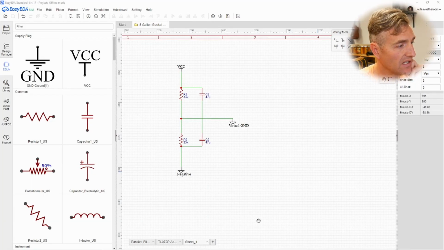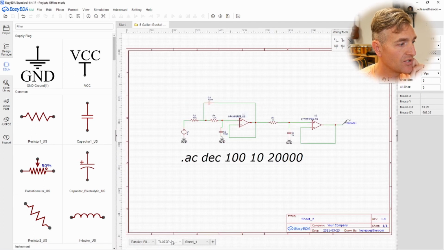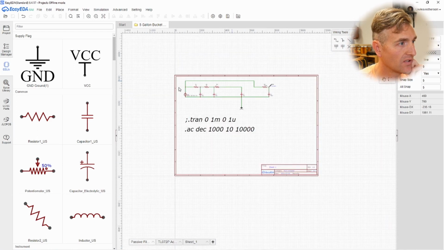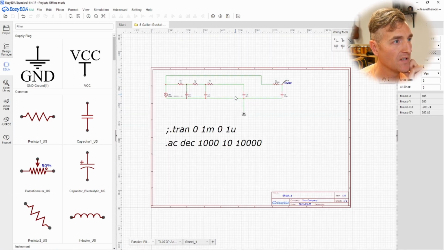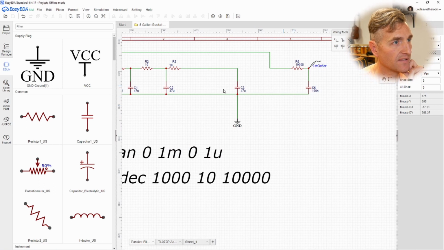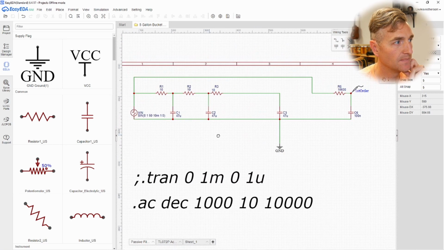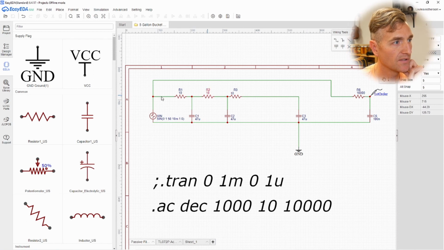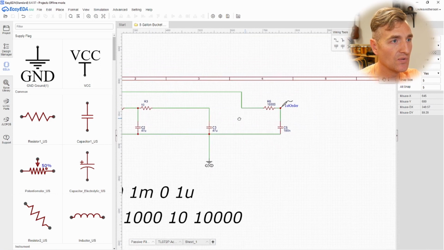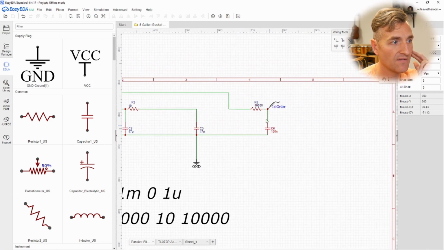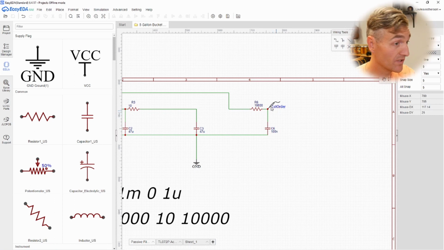Okay, back into Easy EDA. Let's go to my sheets. I have a bunch of sheets here. Let's go to the passive filter sheet. Okay, so I have a couple of filters here. I had a third order filter that I just plugged into my simulator, but ultimately I'm going to do the bog standard RC filter because I can put it on the board really quickly. 10 kilo ohm resistor and a 100 nanofarad capacitor.